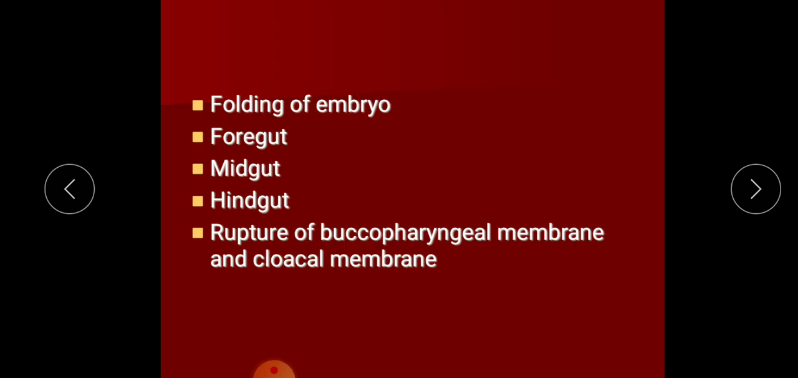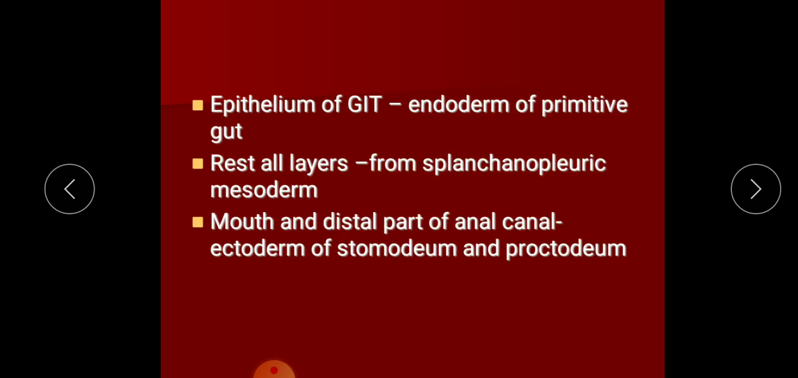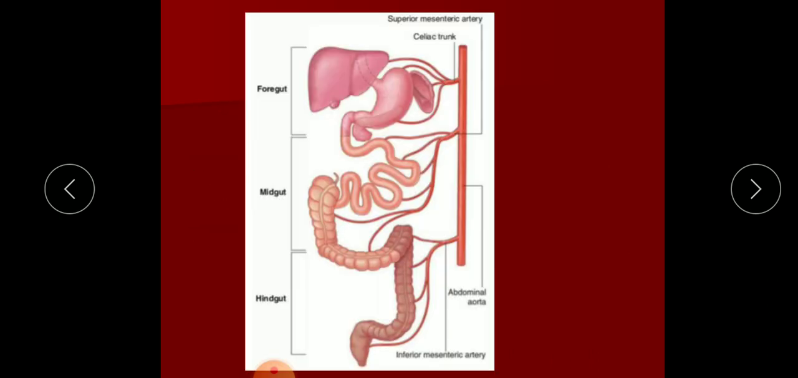So read that. The same thing we have discussed. The folding of the embryo occurs, and with the folding of the embryo the primitive gut is formed. That primitive gut will subdivide into foregut, midgut and hindgut, and then you have the rupture of the buccopharyngeal membrane and the cloacal membrane. So with the rupture of these two, the primitive gut is now communicating with the exterior. That is the basic form in the development of the GIT.